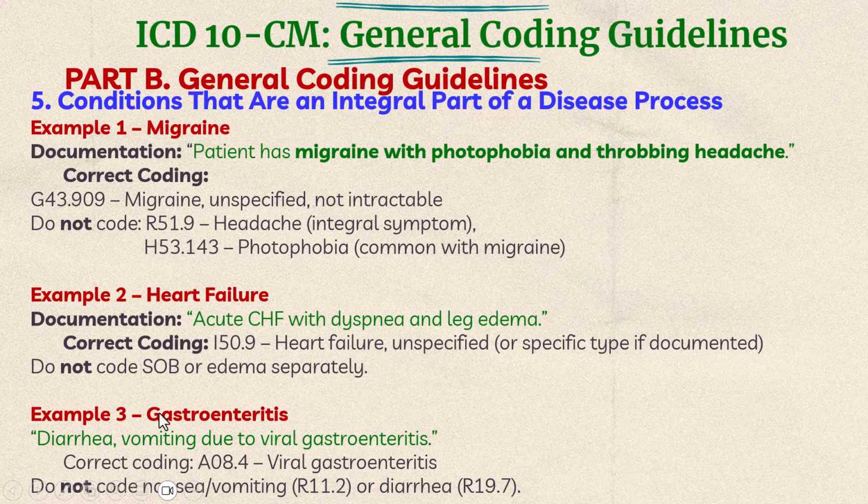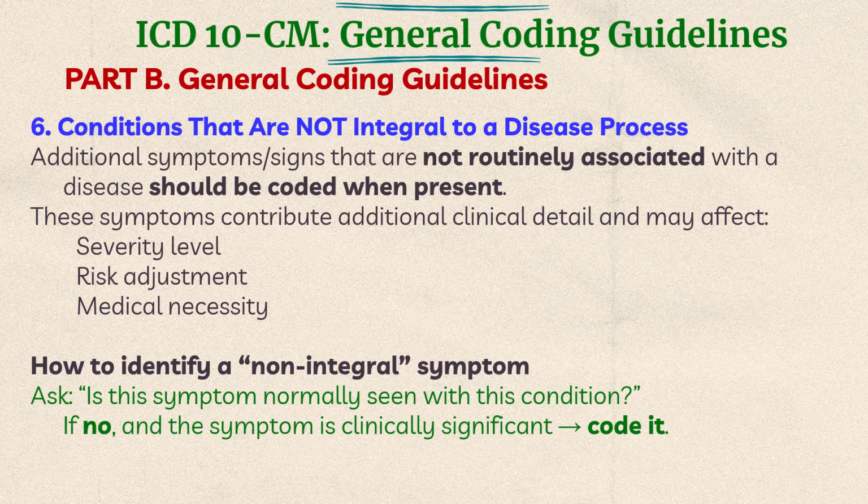Similarly, gastroenteritis. Here provider documents diarrhea, vomiting due to viral gastritis. The correct coding will be A08.4, that is for viral gastritis. Here do not code for nausea or vomiting or diarrhea. Number 6, conditions that are not integral to the disease process. So additional symptoms or signs that are not routinely associated with the disease should be coded when present, because these symptoms contribute additional clinical detail and may affect the severity level, risk adjustment, and medical necessity.